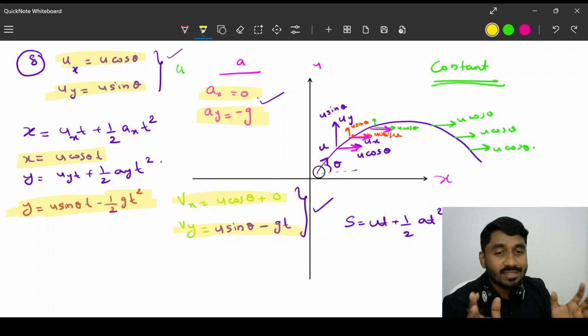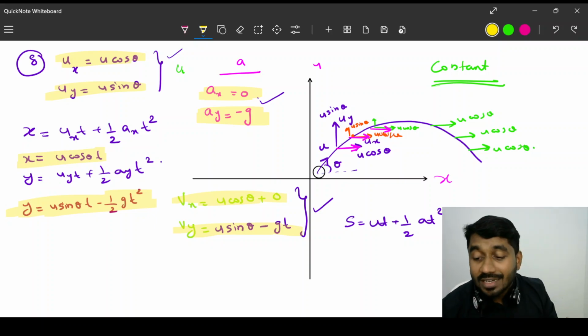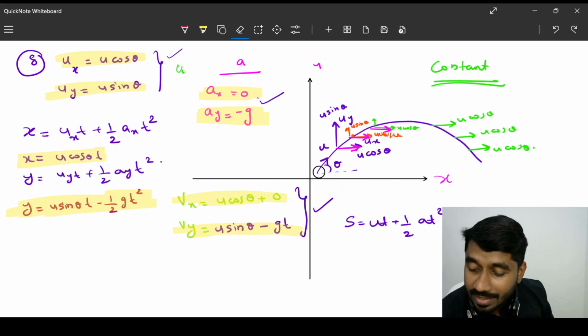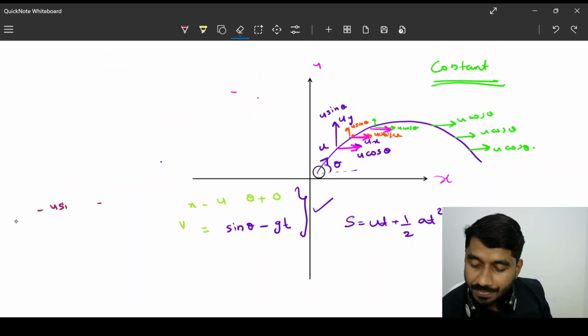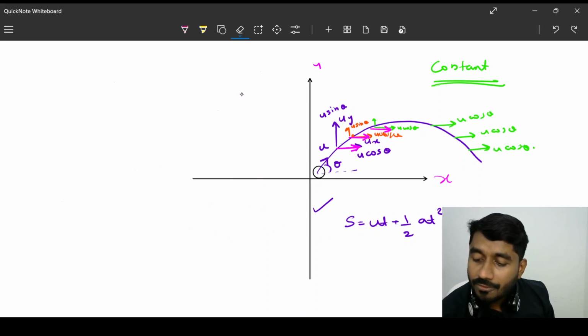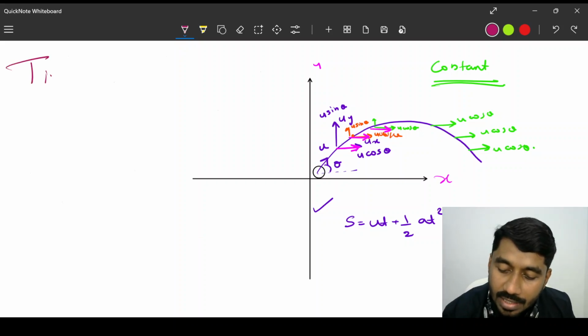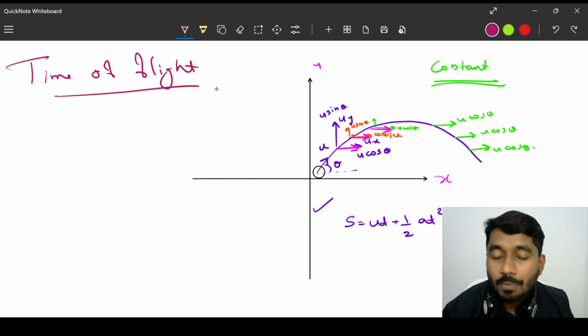I hope you can take a screenshot right now, because I'm going to clear things. I'm just clearing only this portion. So everyone write the first heading: the time of flight. We are going to derive the time of flight of projectile motion.